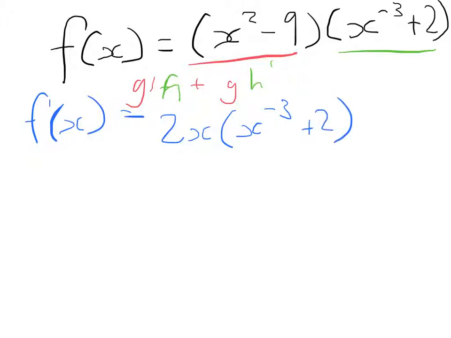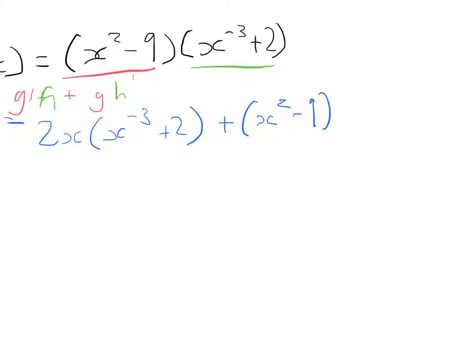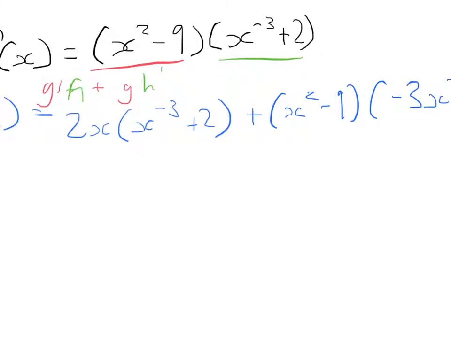And then g h dash, plus x squared minus 9. Now we're going to differentiate that part, the plus 2 is going to disappear, so it's going to be negative 3x to the power of negative 4. Now we could expand that to make it a little bit more palatable. We could leave it like that, but I think it's better to expand it. So we end up with 2x to the power of negative 2 plus 4x plus x squared times 3x to the negative 4.